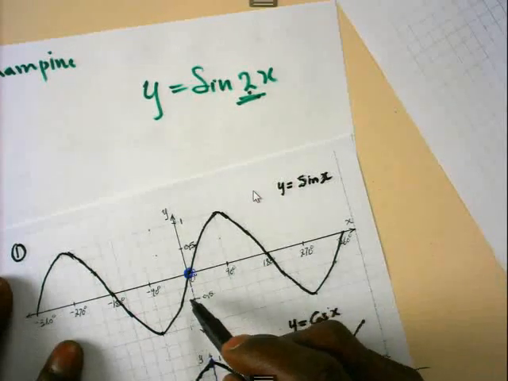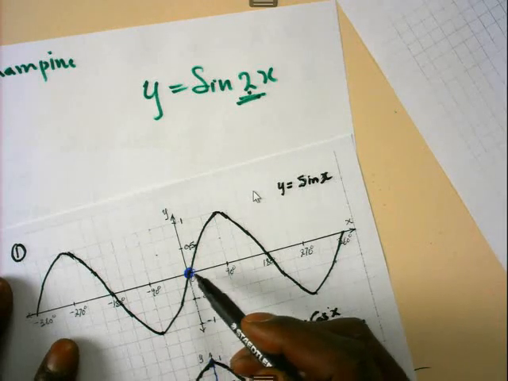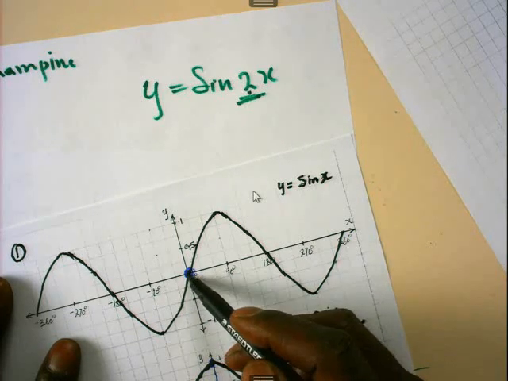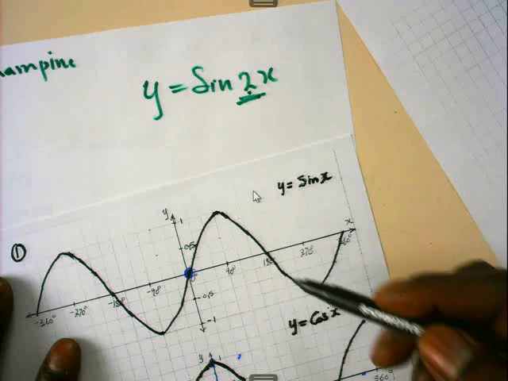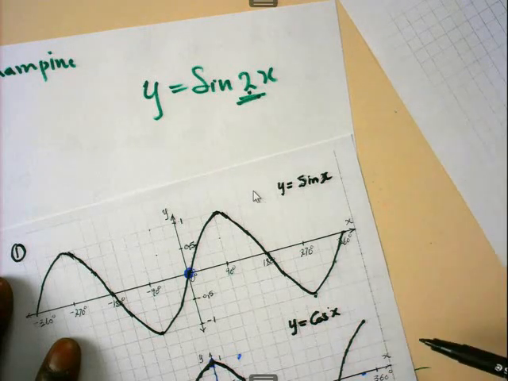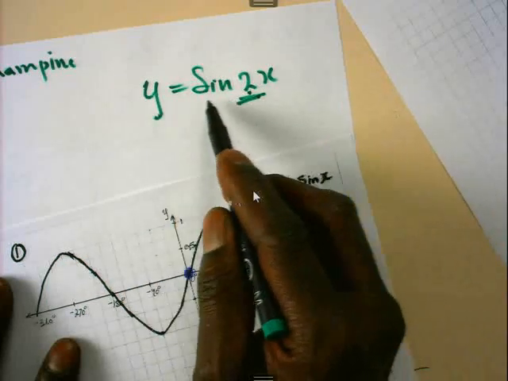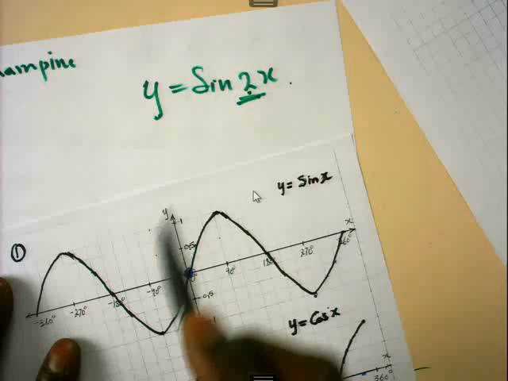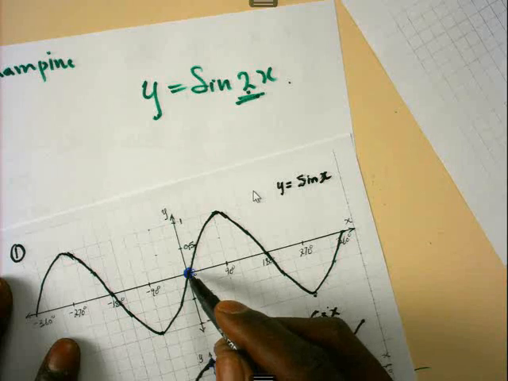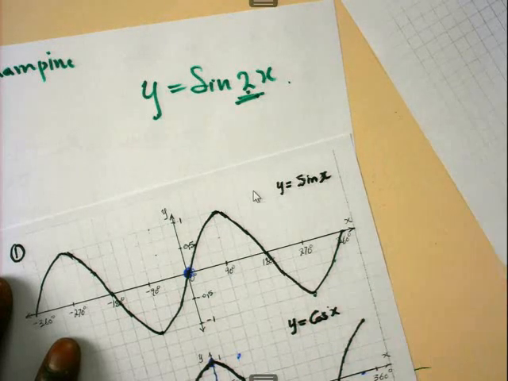Look at our graph of sine, for instance. We have got y equal to sine x, and we are able to follow this pattern: 0, 1, 0, negative 1, 0, 1, 0, negative 1. So in order for us to draw the graph of y is equal to sine 2x, we will like to have the same pattern of 0, 1, 0, negative 1, 0, 1, 0, negative 1.